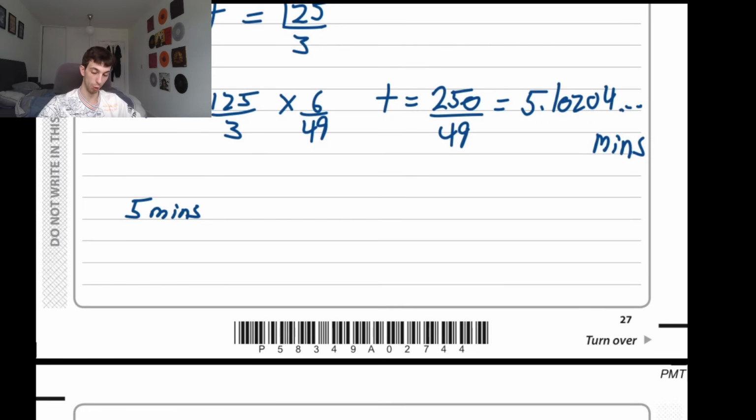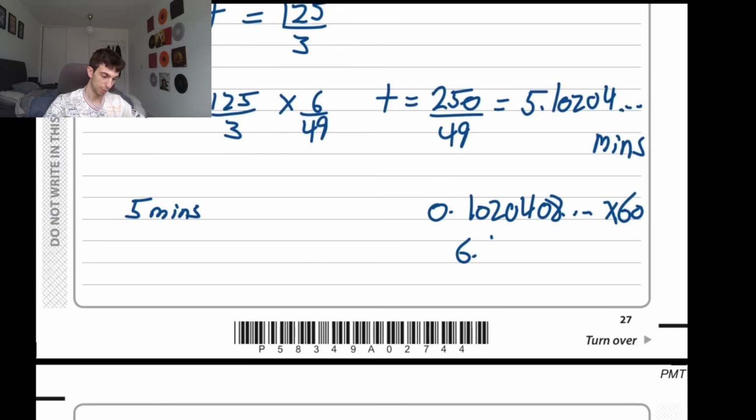That leaves you with 0.1020408, and so on. You take all those decimal places. That's going to be minutes. We have to times that by 60 to get it in seconds. To get it in seconds, that is going to be 6.122 seconds. To the nearest second, that is going to be 6 seconds. We have 5 mins and 6 seconds as our final answer to part B, 5 minutes and 6 seconds.